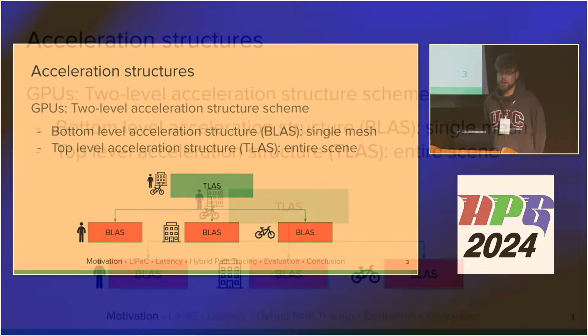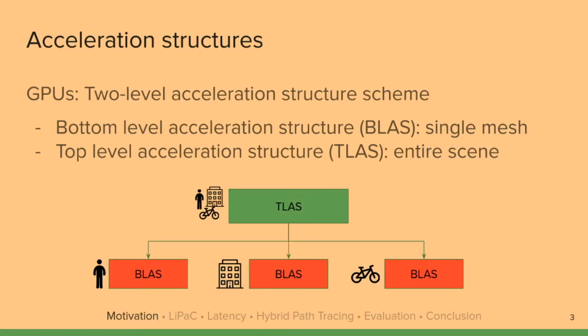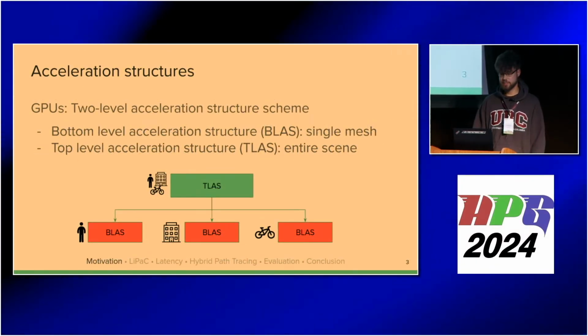Okay, so let's have a look at how GPUs actually do this ray acceleration. And to do so, they need acceleration structures. We already heard about this, but just so we're all on the same page. We have bottom-level acceleration structures, which basically encapsulate a single mesh, and then top-level acceleration structures, which are meant to encapsulate the entire scene and reference the bottom-level acceleration structures.